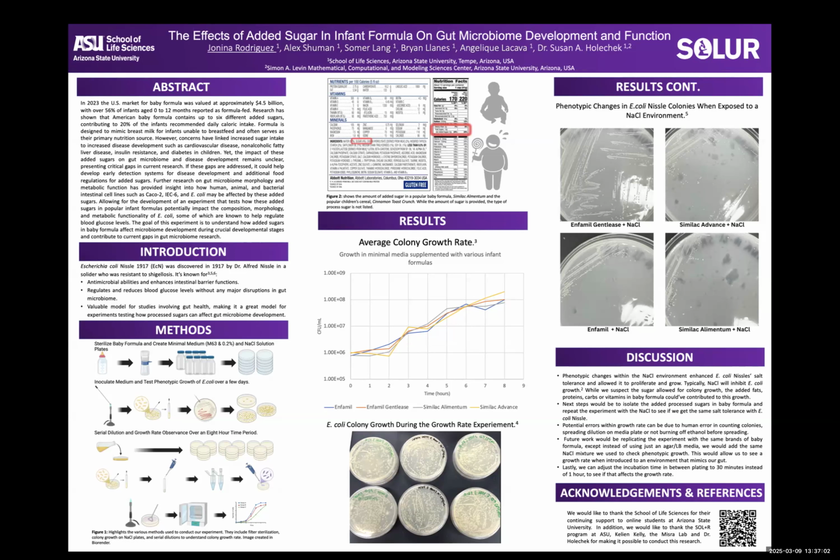But we also know that overproliferation can be bad. So our next goal is to see how eventually this would affect animal cell lines and human cell lines. So now that takes me to my current project, which is a literature review on how the processed sugars in infant formulas affect cellular, metabolic, and immune functions within infants 0 to 12 months.